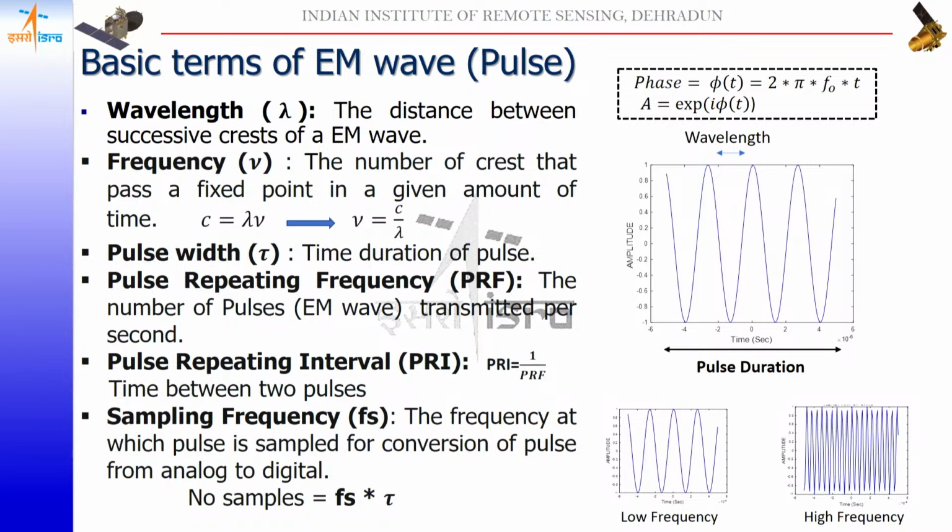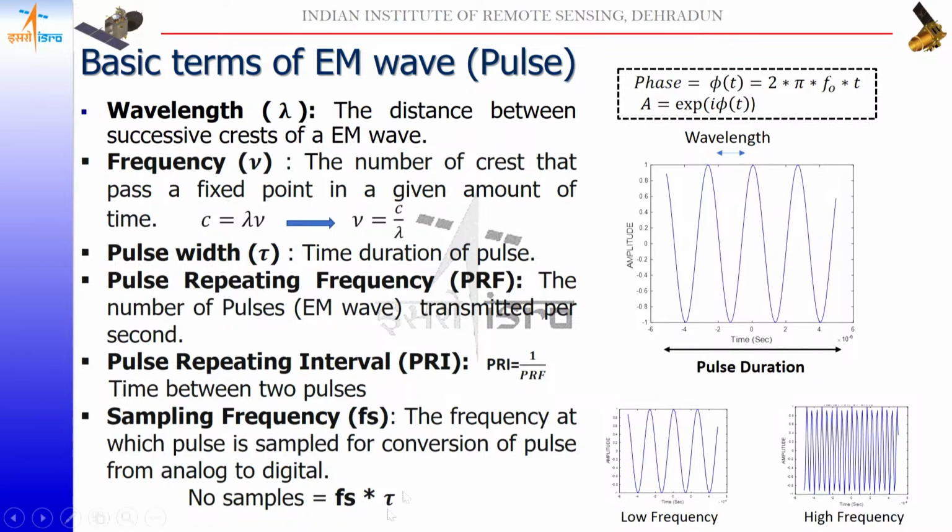Wavelength, as you know, is the distance between two successive crests in an electromagnetic wave, and frequency is the number of crests that pass through a fixed point in a given amount of time. The relationship between frequency and wavelength is c equals lambda nu, where lambda is the wavelength, nu is the frequency, and c is the speed of light. So the frequency is inversely proportional to the wavelength. When we have low frequency, the wavelength will be higher, and when we have high frequency, the wavelength will be lower.